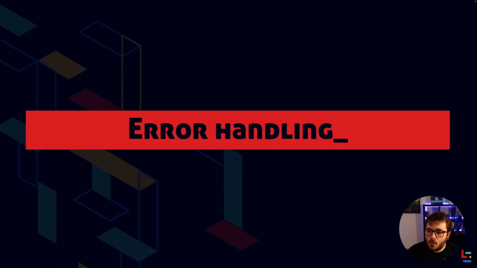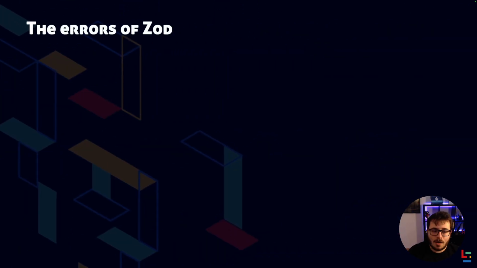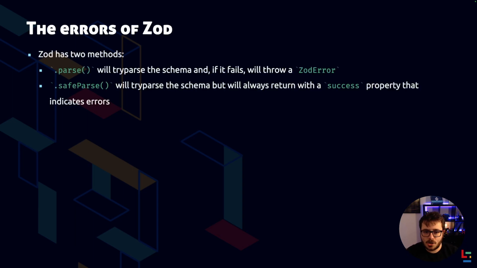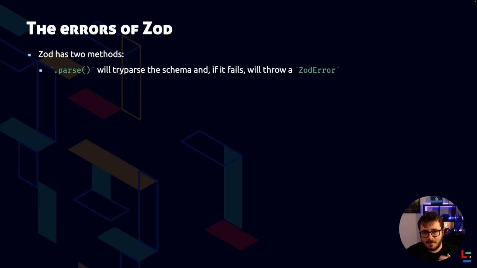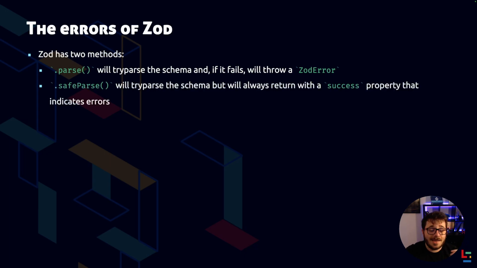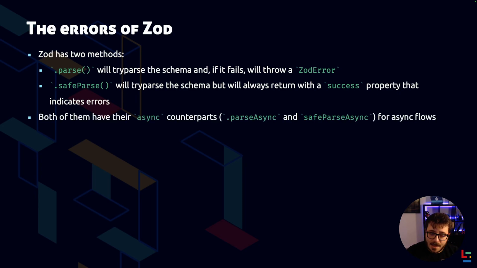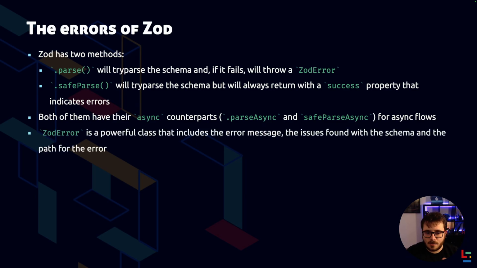In the end, we also want to talk about error handling, right? So how can we handle these Zod errors? Zod has two methods: parse, which will try to parse, and if it fails, it's going to throw a Zod error, and safeParse, which is basically the same, but it's going to return a result. It's always going to return something with a success property and a data property. Both of them also have their async counterparts.